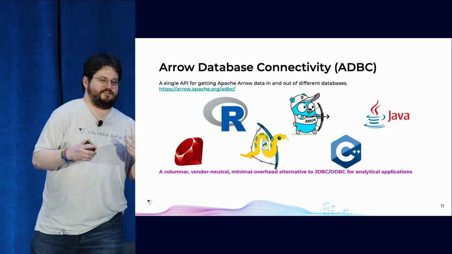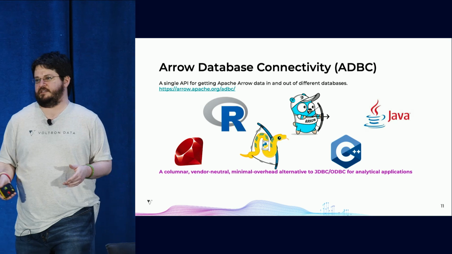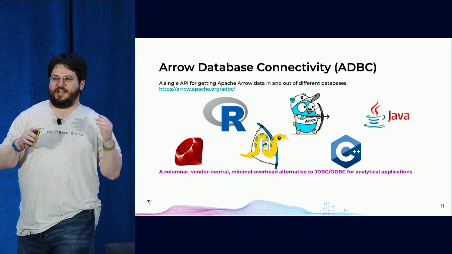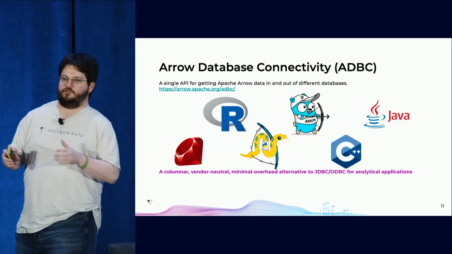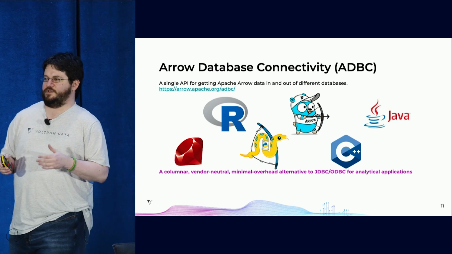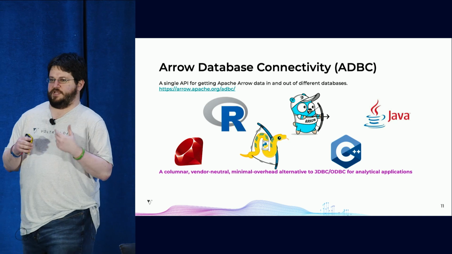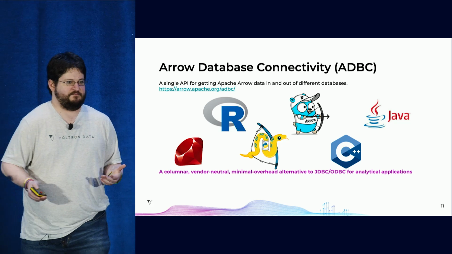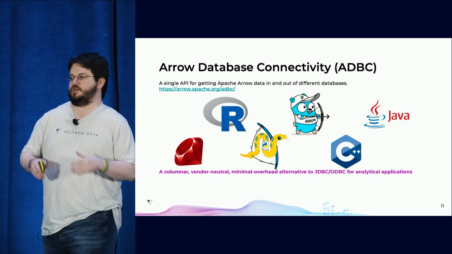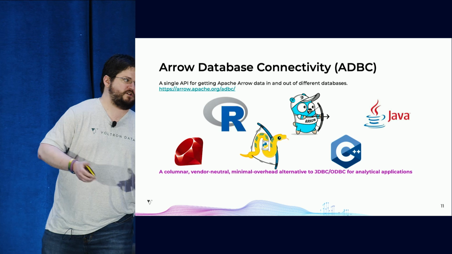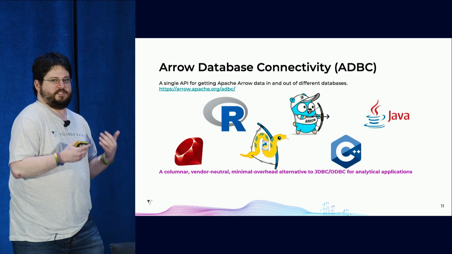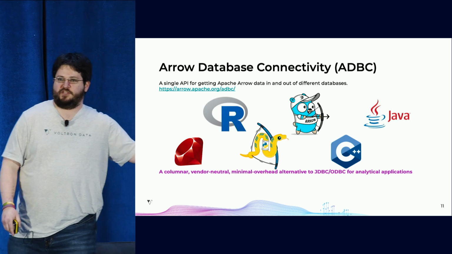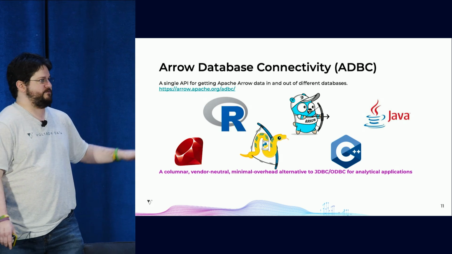ADBC is that single client API, but the interface it exposes is Apache Arrow oriented and Arrow native. We're not going to replace ODBC and JDBC in the generic sense. But if you're doing bulk column-oriented, columnar computations, analytical workflows, this is what you want to use, and you're going to get tons of benefits from it.